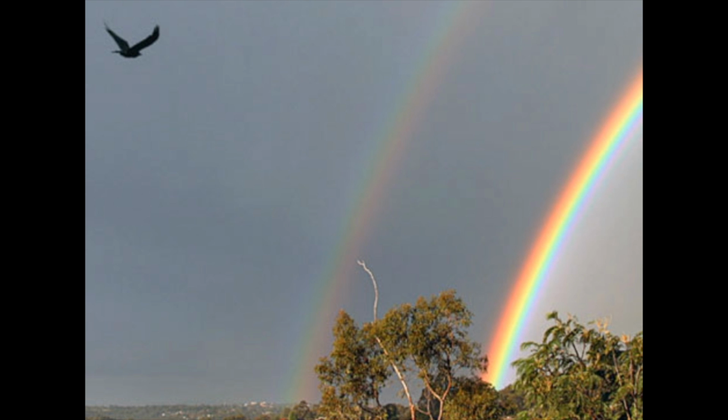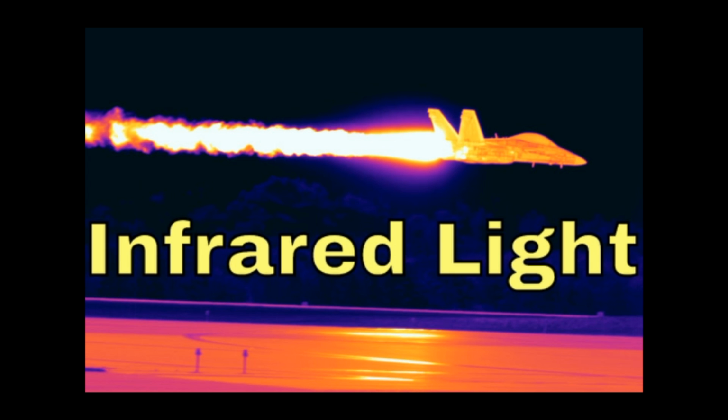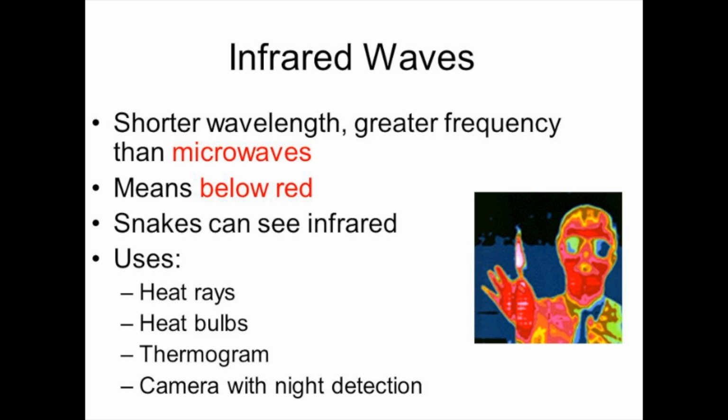All of the visible is easily detected. Just open up your eyes and you'll see it. You need infrared sight for seeing things at night. My remote control is working by heat.